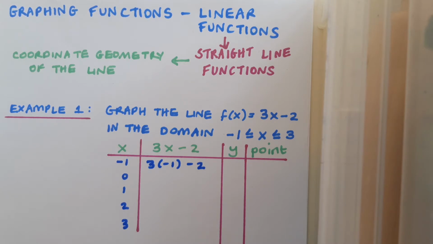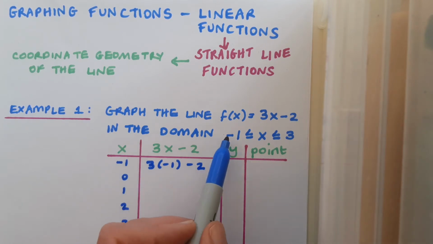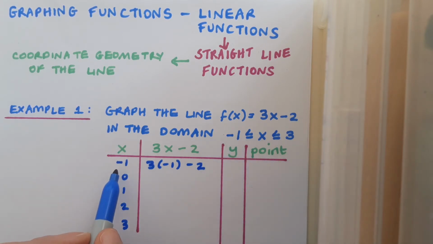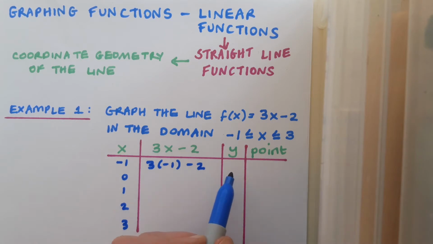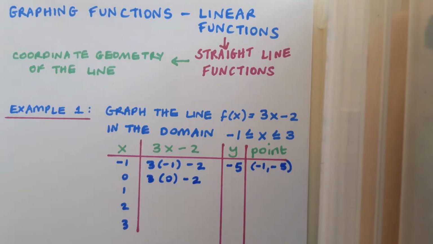Remember, this is exactly what happened in the functions chapter. We had an input. The domain is just the list of inputs. We put it into the function and we got an output. Remember, the point is just the couple that we can make. And this is the input together with the output. My next y value will be -2, meaning my next point is 0, -2. Pause the video here yourself and work out the remaining y values and points.